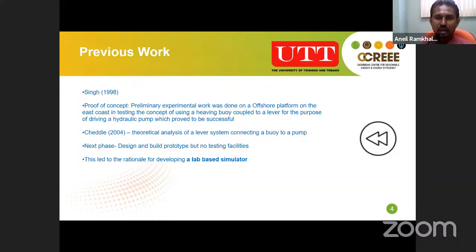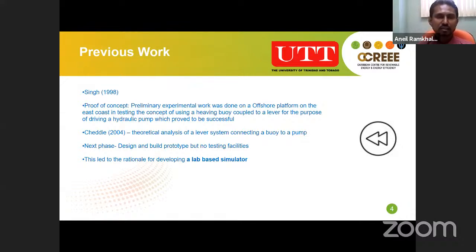So it worked. Chedi in 2004 went on to do a theoretical analysis on that system, and he came up with an optimized design for a buoy connected to a lever system connected to the cylindrical heaving device.